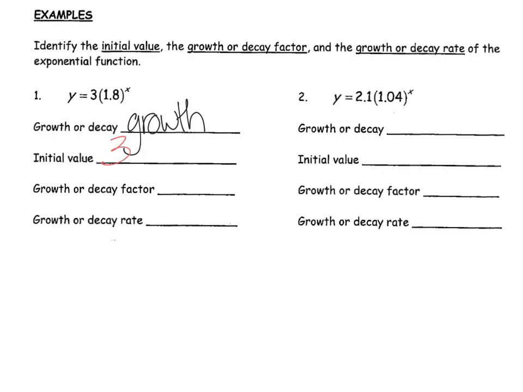3. Thank you. So now I care about what is B? What is my growth factor? Remember, that's B. What is it? 1.8. Then the big question, the rate: how much more than 1 is it? 0.8 more than 1. That's my R. Okay?